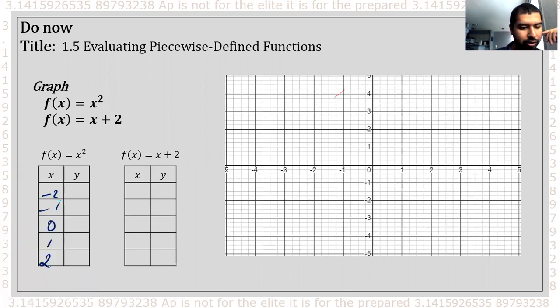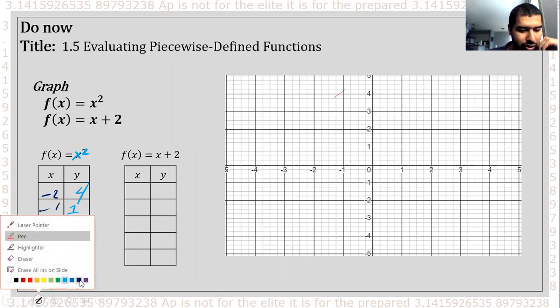If I substitute them into my y's, I get -2 squared. So it's -2 times -2, right? Which gives me 4. The next one's -1. -1 times -1 gives me 1. 0 squared, because we're putting it into this function, the x squared, gives me 0. 1 squared gives me 1. And 2 squared gives me 4. Easy peasy.